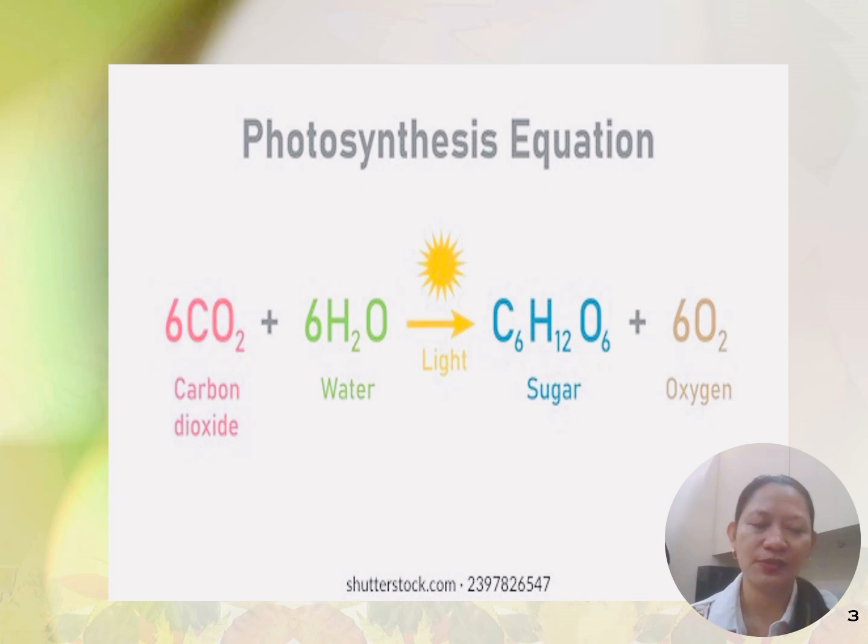To begin with, we have here the equation for photosynthesis, wherein this equation is made possible by redox. We have raw materials, 6 carbon dioxide and 6 water. We make use of light energy to produce 1 glucose and 6 oxygen gas.